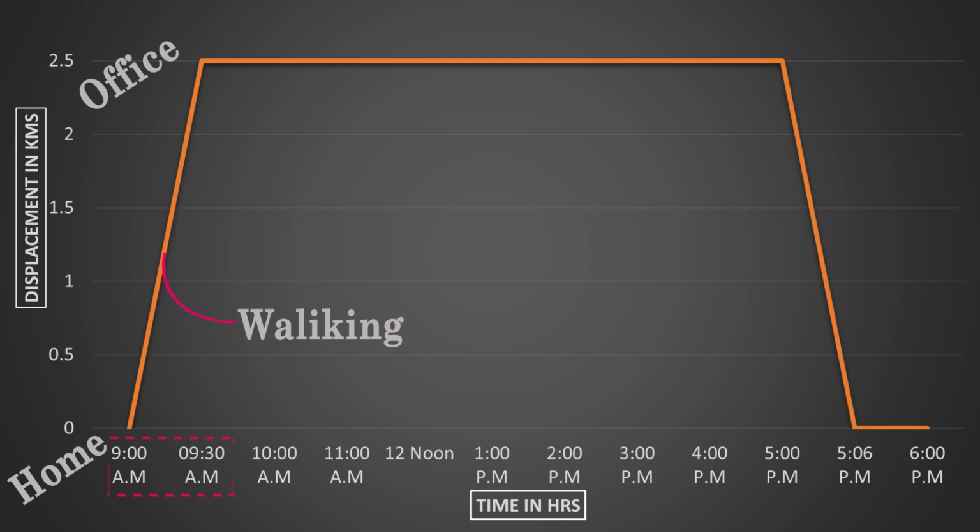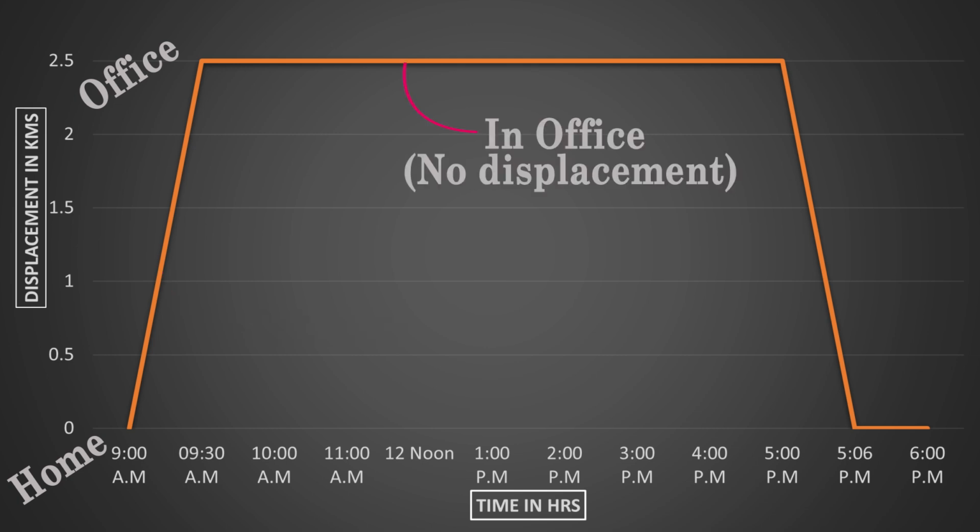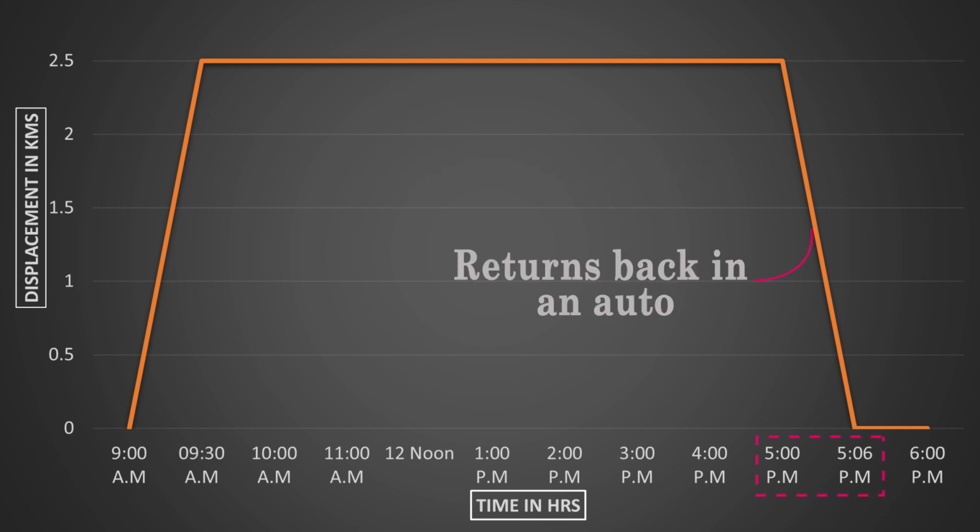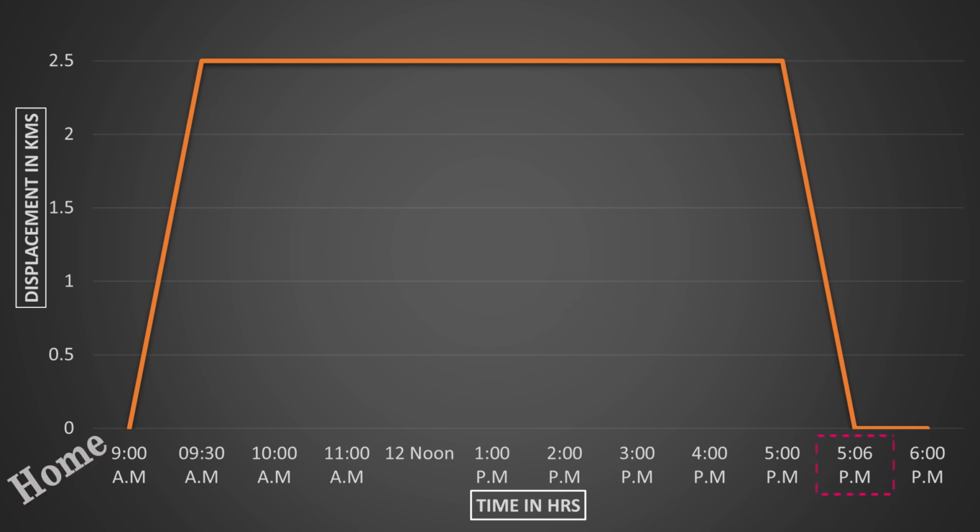So from 9 to 9:30, she is walking and she has reached her office. And from 9:30 till 5, she hasn't walked. So the displacement will be 2.5 kilometers and it will be constant. And after 5, from 5 to 5:06, she is sitting in her auto and returning back home, and at 5:06 she reaches her home, and the displacement is 0. So this will be the displacement time graph for her going to her office and returning back.